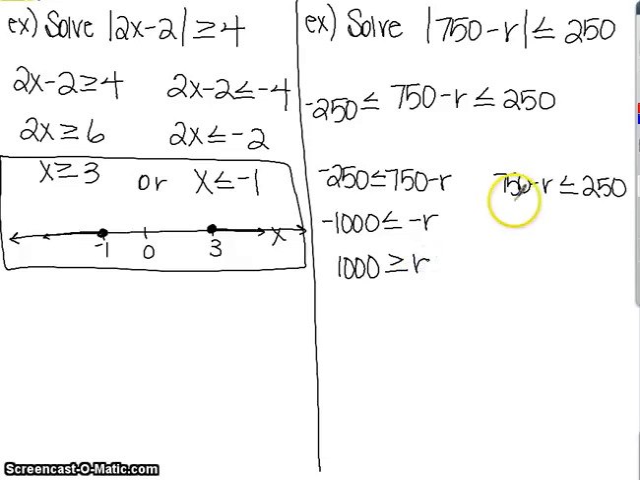Now here, the second one, I'm going to again subtract 750, so I get negative r less than or equal to negative 500. Again, I am dividing by a negative, so greater than or equal to, I forgot to flip my sign, goodness. r greater than or equal to a positive 500. Now I know this is an "and" statement. Watch what happens when I put it together.